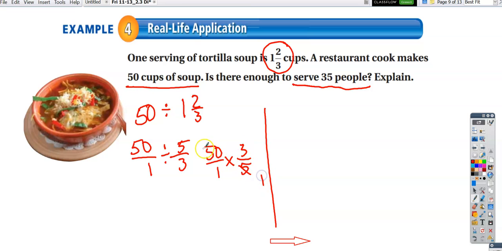5 goes into 5 once, 5 goes into 50 10 times. Guess what? It looks like I only have enough to serve 30 bowls of soup. So I didn't have enough. But I was thinking, well, what if I did this?